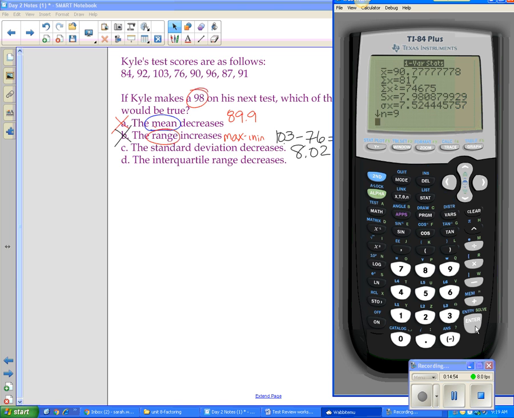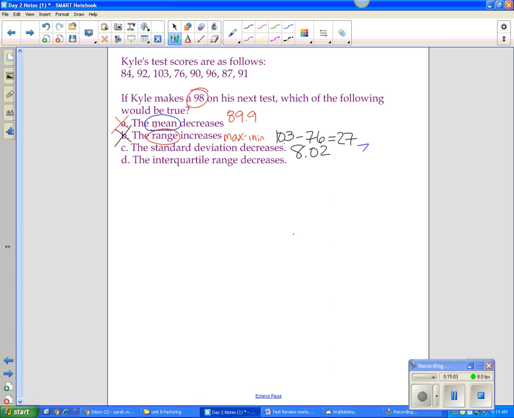7.98. So it did decrease. So our intuition was wrong on that. All right. So the standard deviation is now 7.98. How does that work? Why did it decrease? I don't know. Let's talk about it first.